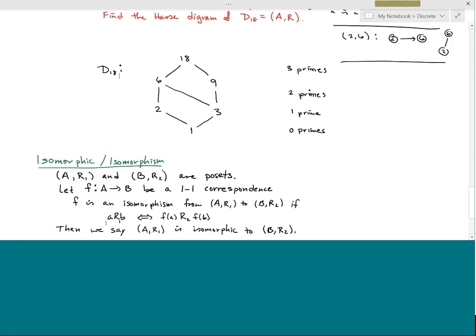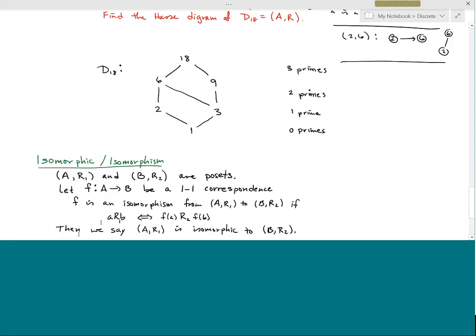Anytime you have A related to B, so elements A and B are related to each other in the original poset, the original partial order, that occurs exactly when in the second poset, F of A, the element in poset 2 that A from poset 1 is mapped to, is related in your second partial order to F of B, the element that little b in the first poset was mapped to in the second poset. Okay?